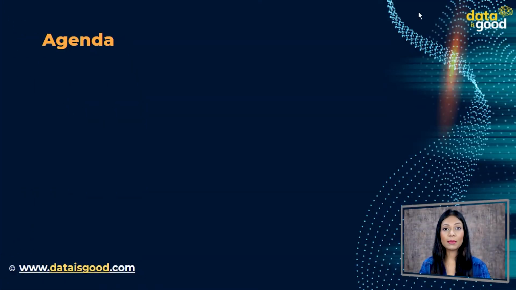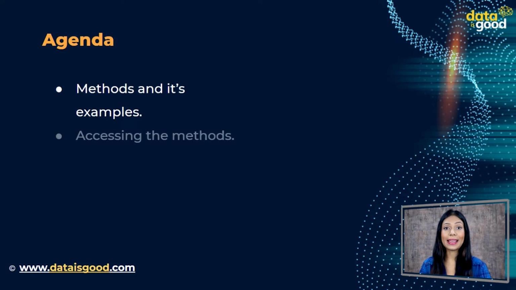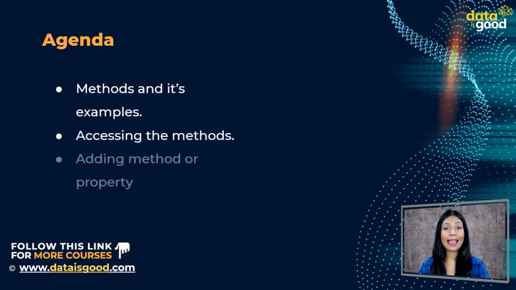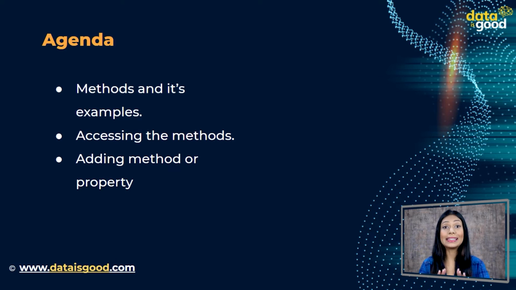Since we are talking about the objects, we can add methods to an object, and we will be learning that with an example. We will see how we can access the method, and at last we will learn how we can add a method or a property inside an object. And you will be solving an assignment which we will give you at the end of this lecture. So what are we waiting for?